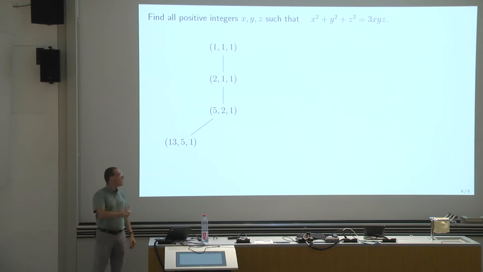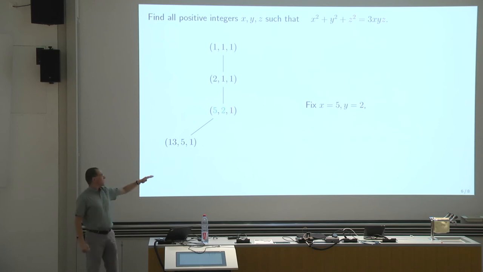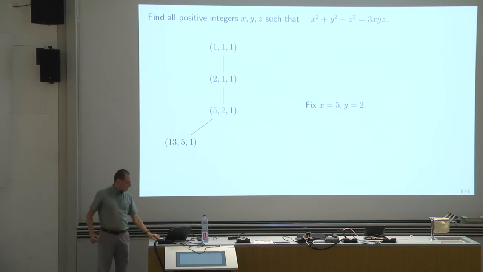Excellent. We have found so many solutions. You proposed also to fix 5 and 2. By the way, at this point, if you want, you can keep going from 13, 5, 1, but let's be more systematic. Let's fix 5 and 2, so that from 5, 2, 1, we get everything we can possibly get. And at each step, from whatever solution we are looking at, you should get everything that you can possibly get. Now look at this, fix 5 and 2. What is the equation?